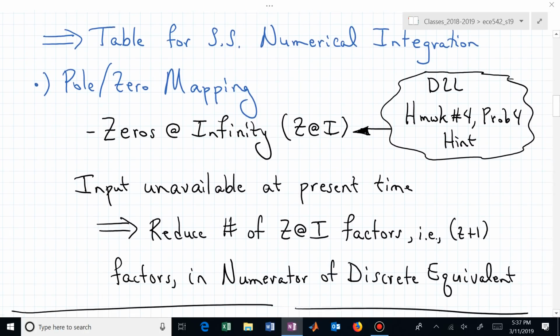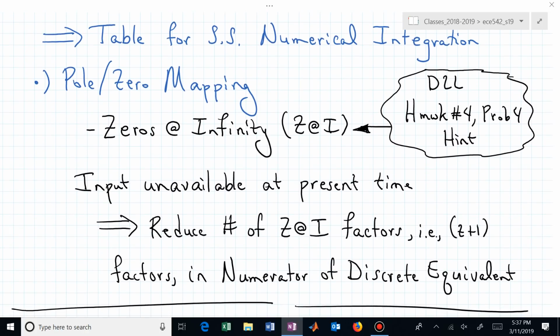We'll look at the pole zero mapping in a little bit more detail and talk about these zeros at infinity. That seems to be confusing some people, but it's really based on, and I think I've given you additional background information on that, the number of z plus 1 factors in the numerator of your discrete equivalent really depends on your implementation issues, or whether or not you actually want to or have access to the present value of the input into that filter or into that controller. Hopefully that will become a little bit more clear after the discussion tonight.